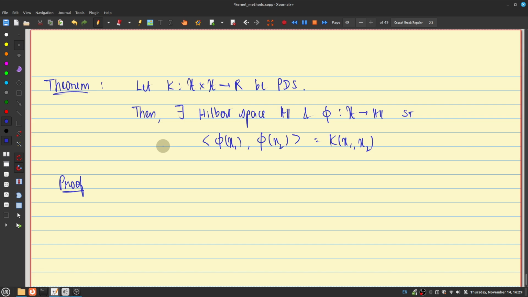The corresponding Hilbert space and phi is not unique. There is a special Hilbert space called the reproducing kernel Hilbert space, which will turn out to be unique for a given K. Alright.